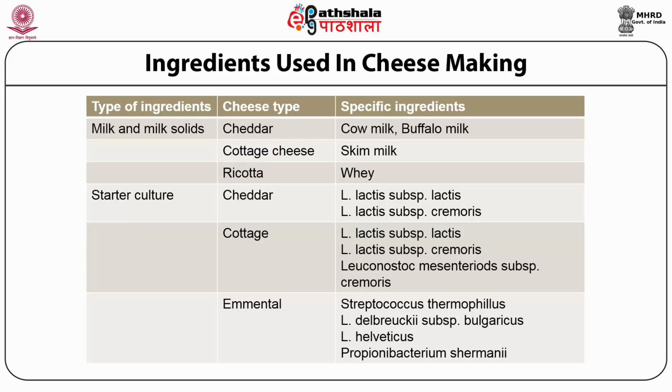Second, for the cottage cheese variety, again we use a mesophilic culture, a mixture of maybe 3 cultures such as Lactococcus lactis subspecies lactis with Lactococcus lactis subspecies cremoris as well as Leuconostoc mesenteroides subspecies cremoris. The next variety is Emmental, in which the starter culture used is basically thermophilic cultures like Streptococcus thermophilus, Lactobacillus delbrueckii subspecies bulgaricus, along with Lactobacillus helveticus, and the very important culture to obtain the eyes in this Emmental cheese, that is Propionibacterium shermanii.